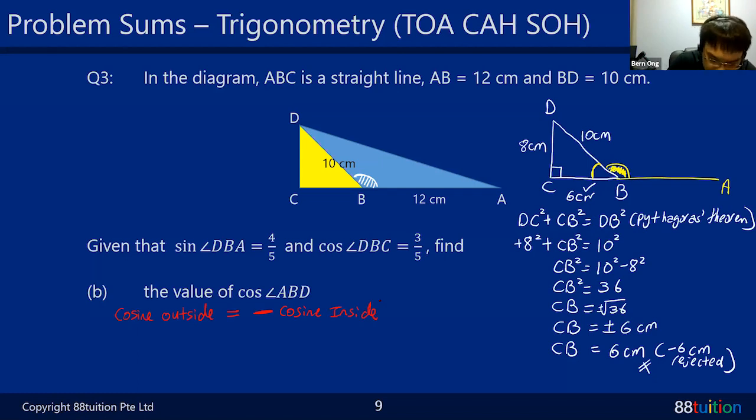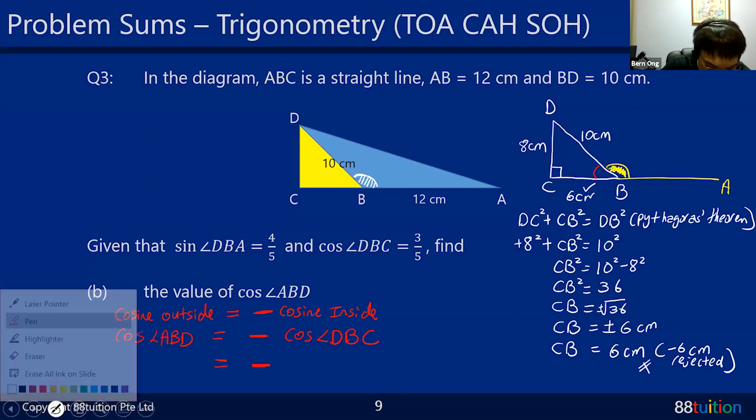So cosine outside is talking about what? Cosine angle ABD. ABD is outside. It's equal to the negative of cosine inside. Who is the inside here? We call this angle DBC. Cosine angle DBC. The outside is the obtuse angle, the inside is the acute angle. So cosine outside ABD is equal to the negative of cosine inside DBC. So you need to go and find angle DBC first. Your minus sign is still here. What is cosine DBC? That's the question.